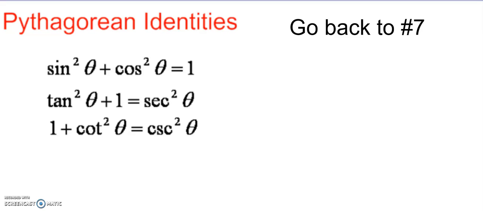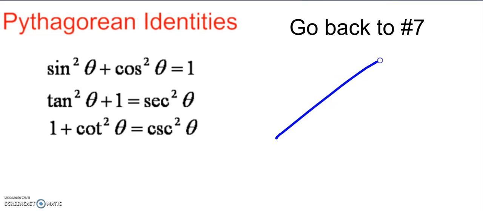All right, and last but not least, we have our Pythagorean identities. Again, I did talk about this a little bit earlier on, but now you know: sine squared of theta plus cosine squared of theta equals 1, tangent squared of theta plus 1 equals secant squared of theta, and 1 plus cotangent squared of theta equals cosecant squared of theta. These should make sense because of our Pythagorean theorem.